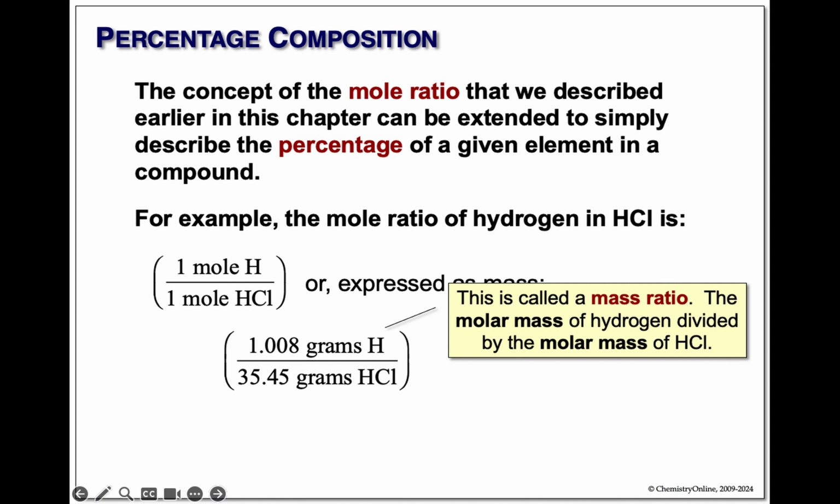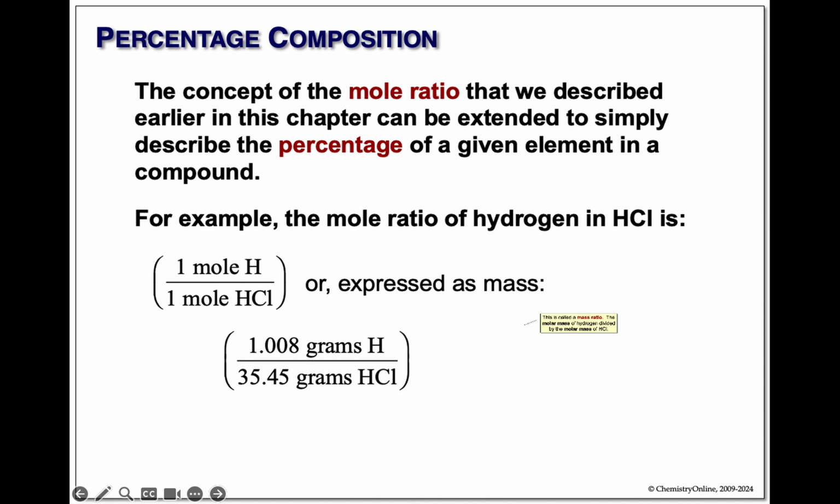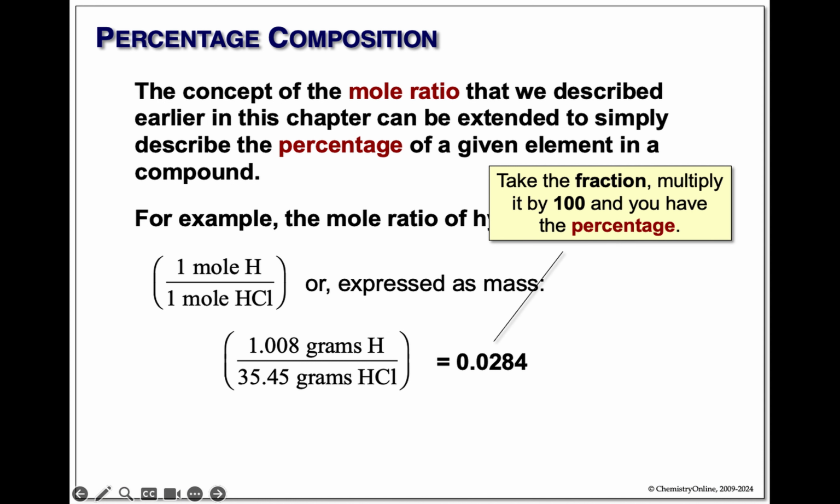Okay, well, that's nice. We can do that. That's 1 mole. This is 1 mole. We're good. But what if we do this math? What if we take 1 divided by 35? We would get 0.0284.